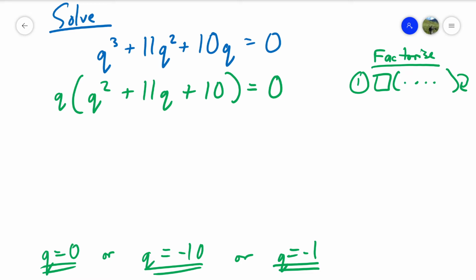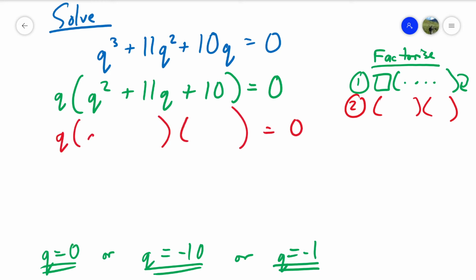And then the second thing we do is we try and do double brackets. Okay, well, let's try that. Right, so q times q is q squared. How do we make 10? Well, it could be 1 times 10, it could be 2 times 5. Well, to me, it's obviously 1 times 10, because that's how we get the 11. You can multiply out all that kind of stuff and check it.